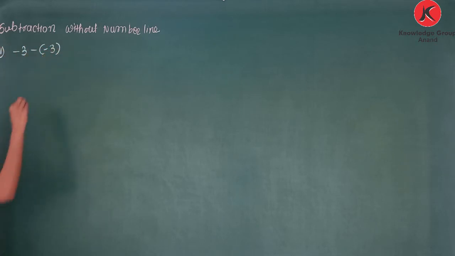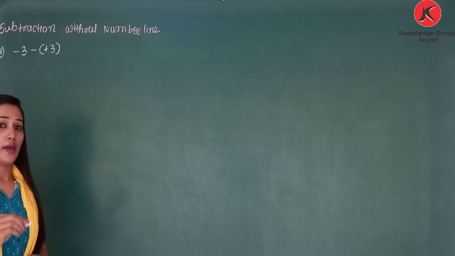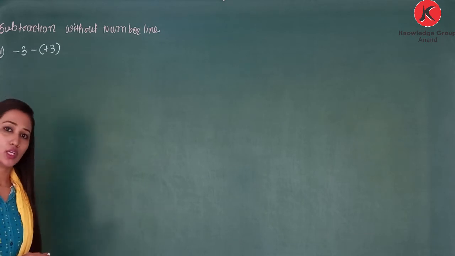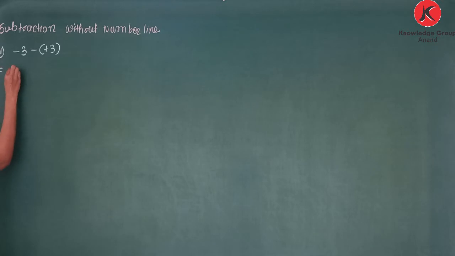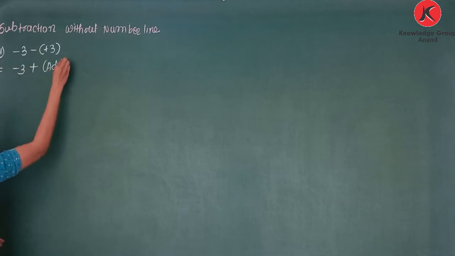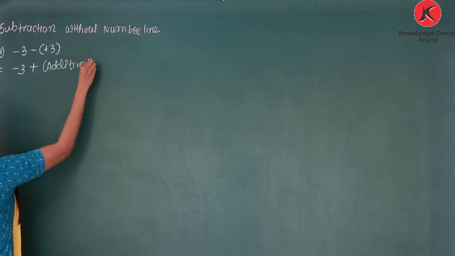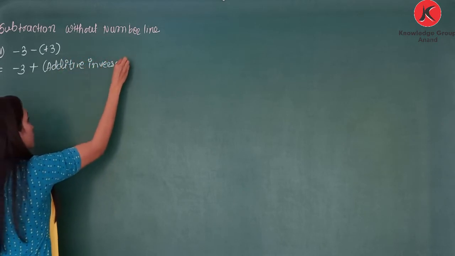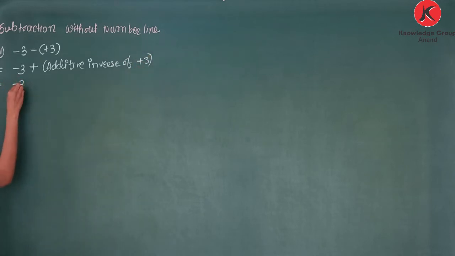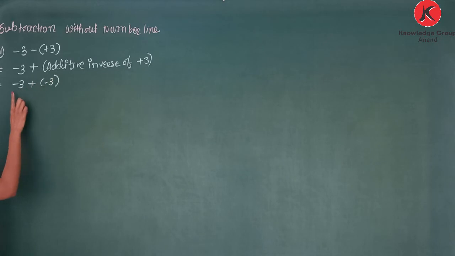Same as we learn how to write the subtraction example into addition example by writing the additive inverse. Same we can write here minus 3. Convert this into plus. Additive inverse of plus 3 is minus 3. Now both signs are same. So here minus 3 is minus 6.